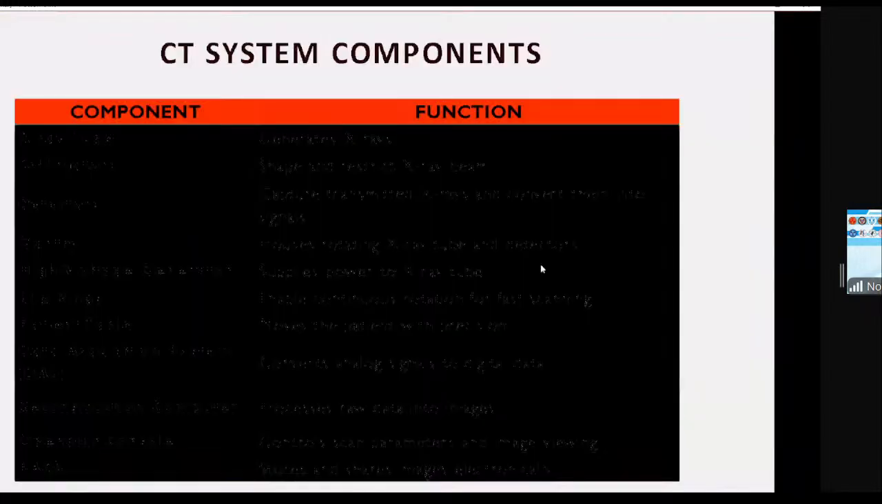Okay. The CT components work together to capture and process cross-sectional images of the body. The main parts consist of the X-ray tube to generate X-rays, then the collimator to shape and restrict the X-ray beam, and then the detector, the crucial part of the CT, to capture and transmit X-rays and convert them into signals. Then the gantry houses a rotating X-ray tube and detectors.